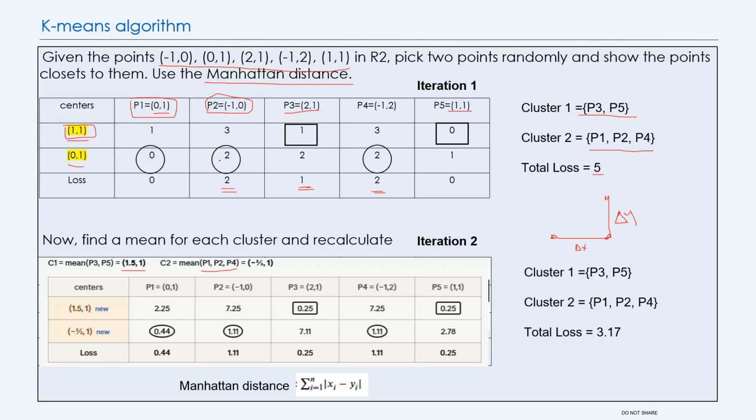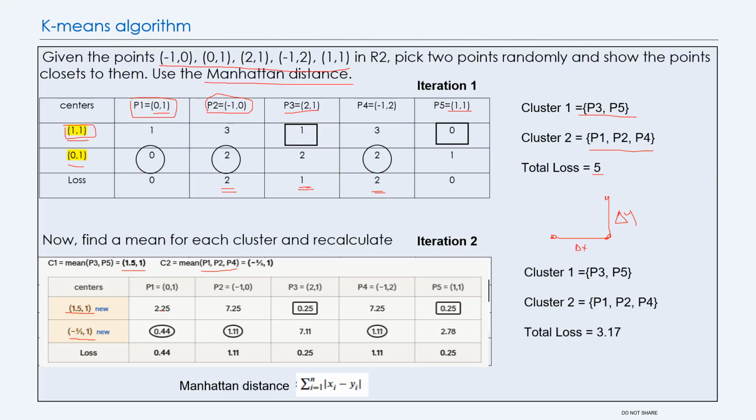So we take these 3 points, add the x coordinates. For example, we have 0 plus minus 1 plus minus 1. So that's minus 2. All right, so minus 2 divided by the 3 points, so you get minus 2 over 3. And the same thing with the y coordinates for this one: 1 plus 0 plus 2, which is 3, over 3, which gives you 1. So those are the new cluster centers. So we got the new cluster centers here.